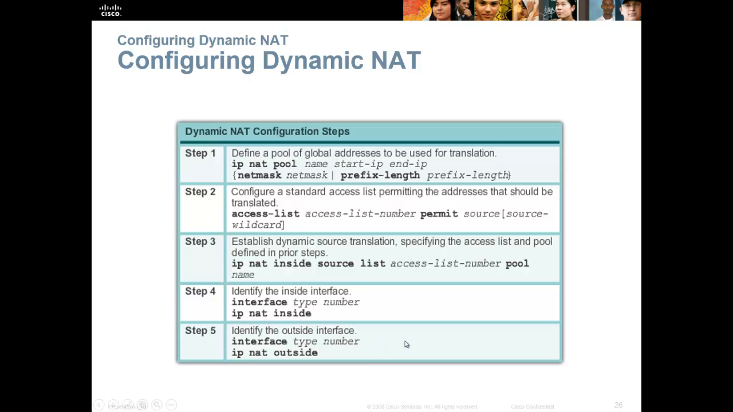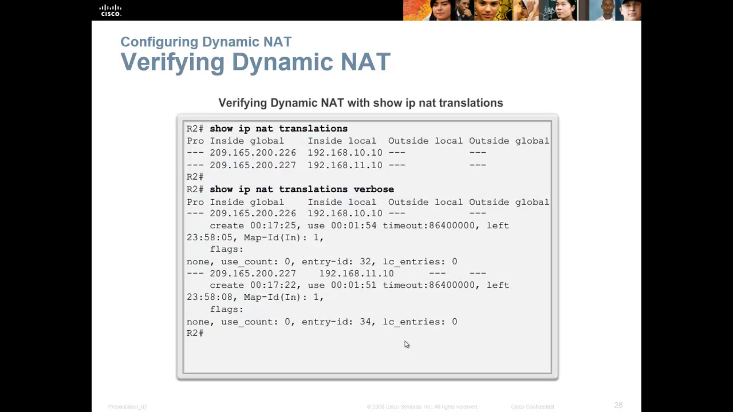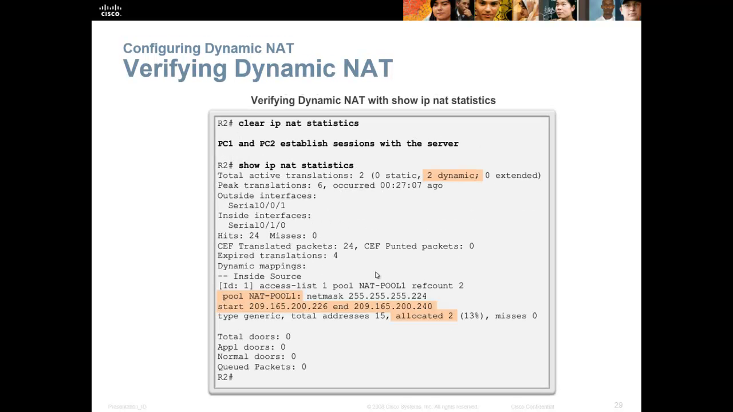So 5 different commands for dynamic NAT. Make sure that you're writing these commands down so that when you come into class, you have these all mapped out for you on paper. You don't want to be looking at the slides. All right, so again, to verify, show IP NAT translations is the big one. You can also do show IP NAT translations verbose to see what's happening at the time. And then again, you can clear the statistics and then show the statistics, and you can kind of see how many hits are going across.